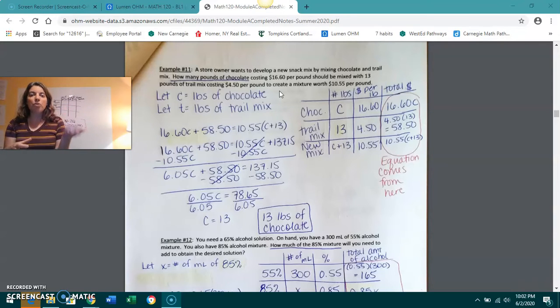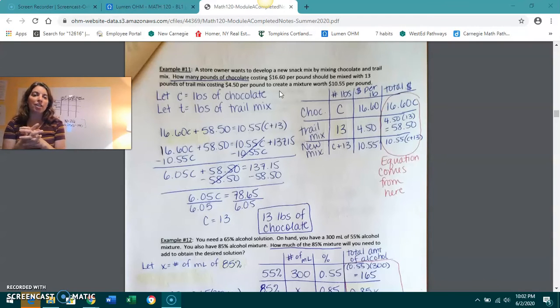So if you had mostly chocolate and just a little bit of trail mix in there, it would cost almost that same amount. It would cost $15, $16 a pound. If you took a whole bunch of trail mix and just put in a little tiny bit of chocolate, it would cost much closer to that $5 a pound, $4.50, $5, $6, somewhere around there. Well, we want to create a mix that's sort of in the middle somewhere, right? $10.55 a pound. So we have to know exactly how much of that chocolate we're mixing to hit that price point of $10.55 a pound.